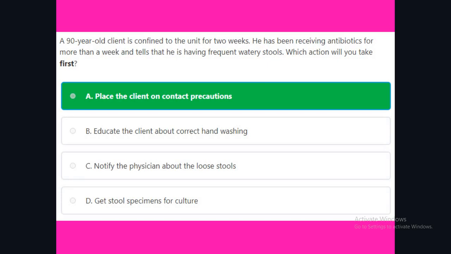a client who is on 2 weeks of antibiotics will be at high risk of Clostridium difficile infection, right? So he should be placed on contact precautions first, to prevent hospital-acquired infections from patient to other patient as well as to the staff.